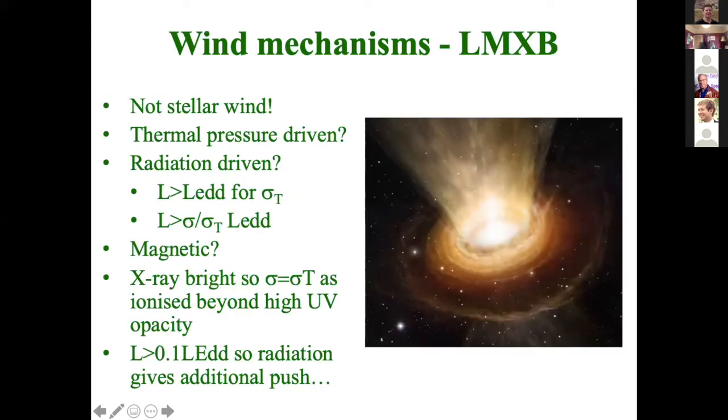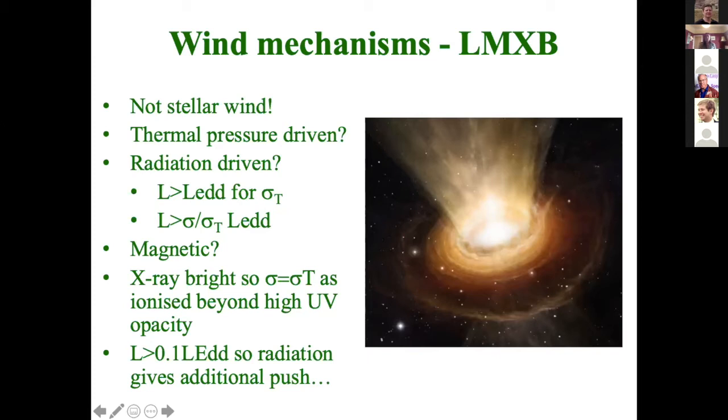So let's think about how those winds might be launched. What are the physical launch mechanisms we can consider? Well, these are low mass X-ray binaries. So first off, we're not looking at the stellar wind, which is important in the high mass X-ray binaries. We really are looking at a wind that's from the accretion flow. And there's only a few mechanisms to drive a wind. These are X-ray hot, so the X-rays can shine onto the surface of the disk, make it hot, and then the hot gas expands. Thermal pressure is driven by the pressure gradient.